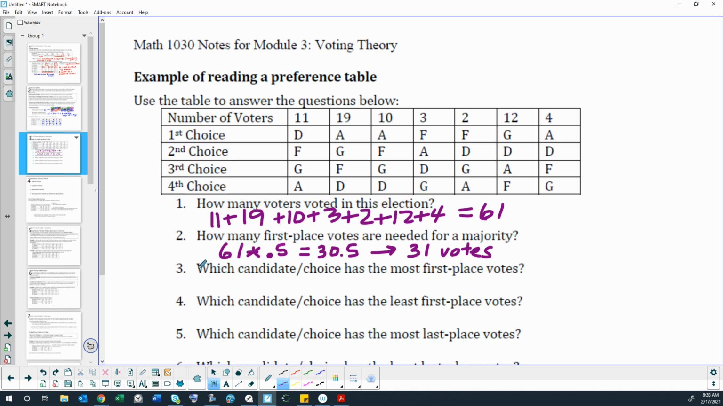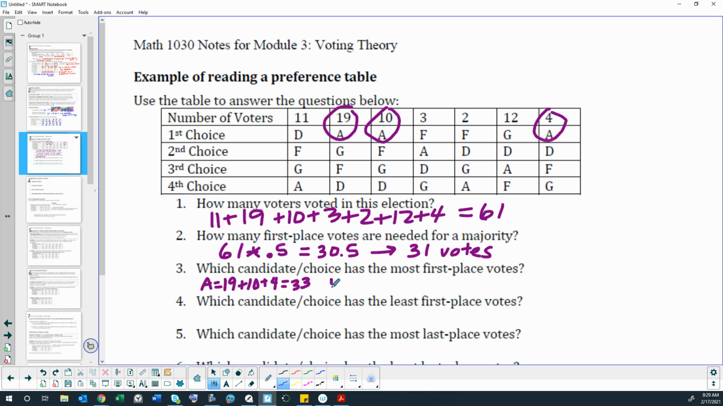Okay. Which candidate has the most first place votes? So 19 is the biggest number. Oh, so A has 19 there, but look, A also has 10. And A has 4. So I think we need to count them all individually just to make sure. So A has 19 plus 10 plus 4. So that's 33.